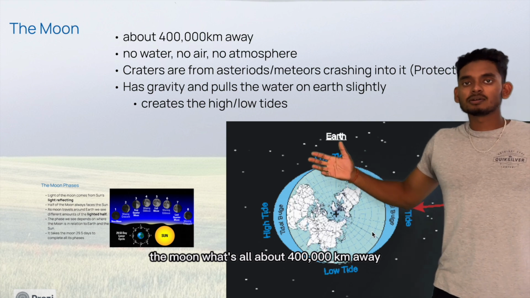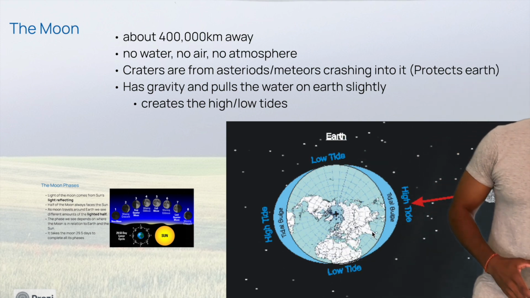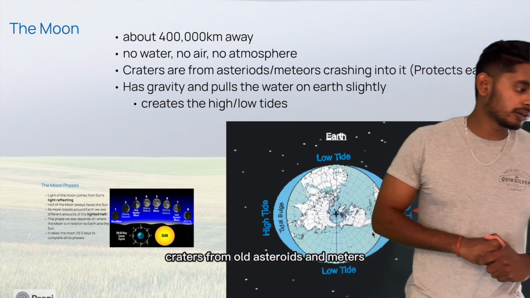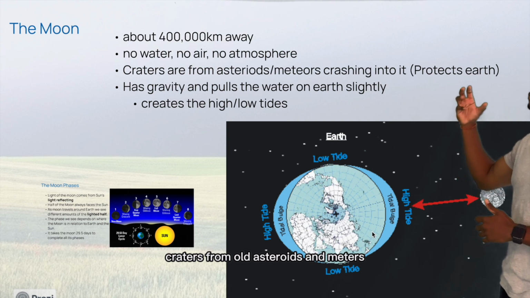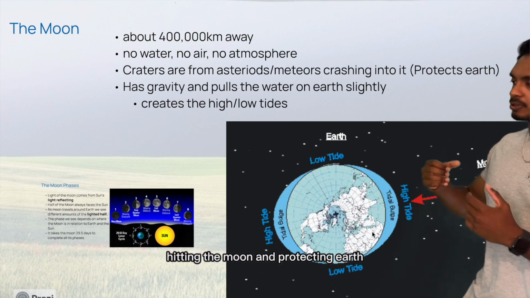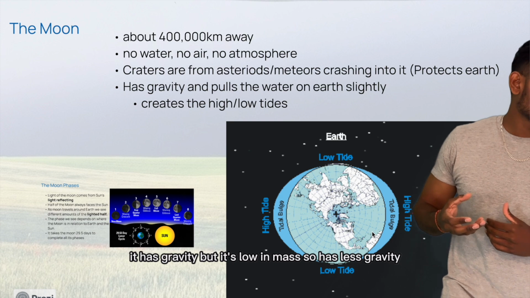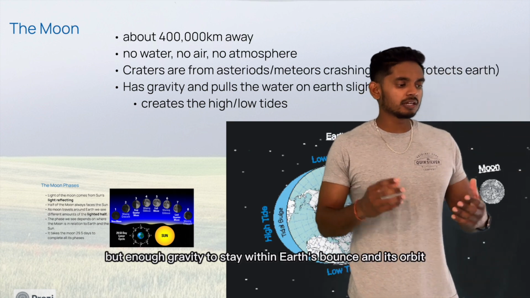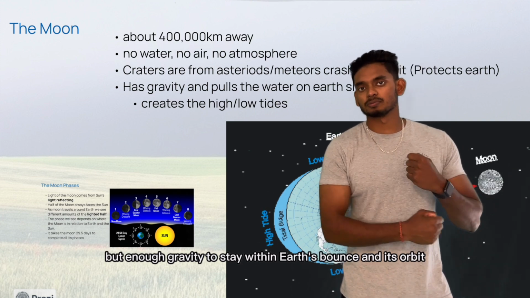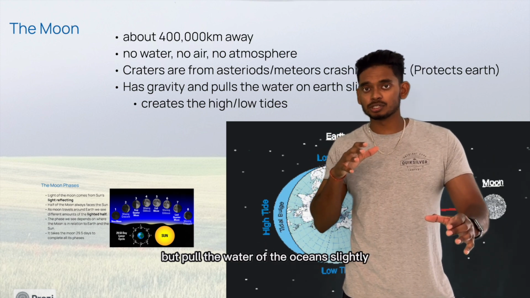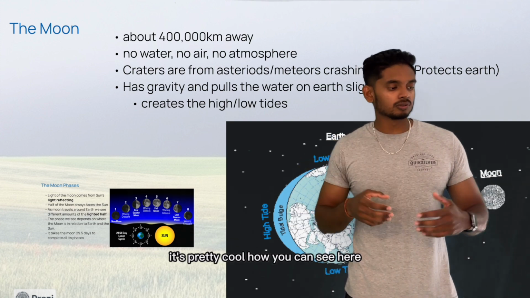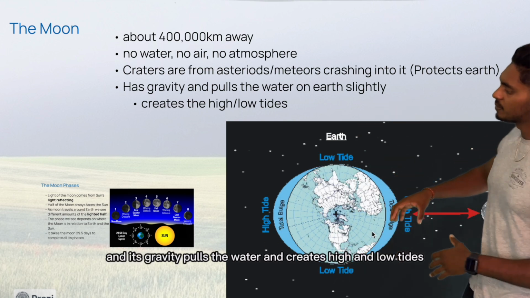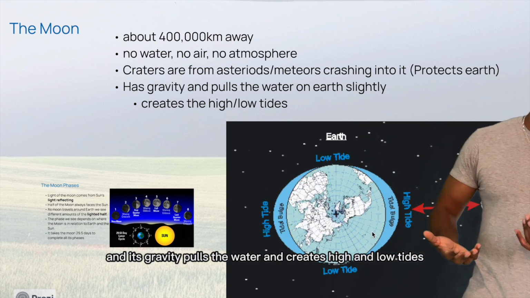The moon, what's it all about? It's 400,000 kilometers away. No water, no air, no atmosphere. A little bit different than Earth. It has craters from old asteroids and meteors hitting the moon and protecting Earth. It has gravity, but it's low in mass, so it has less gravity. But it has enough gravity to stay within Earth's bounds in its orbit, and to pull the water of the oceans slightly. It's pretty cool how you can see it here. The moon rotates around Earth, and its gravity pulls the water and creates high and low tides.